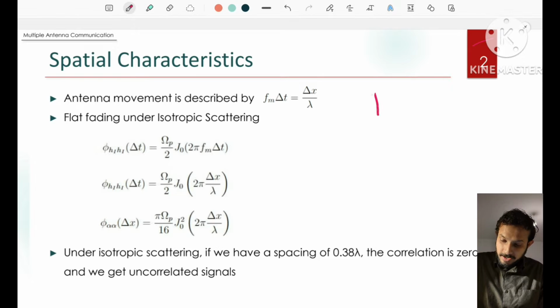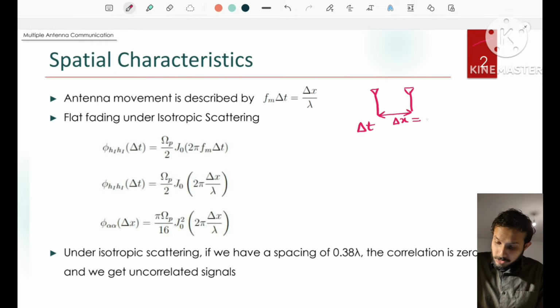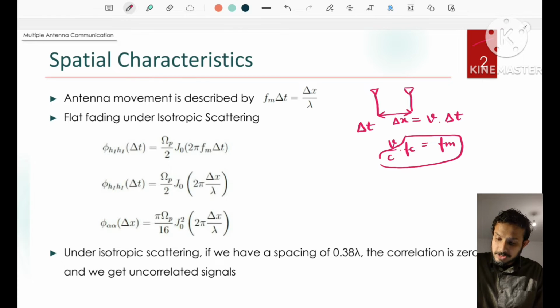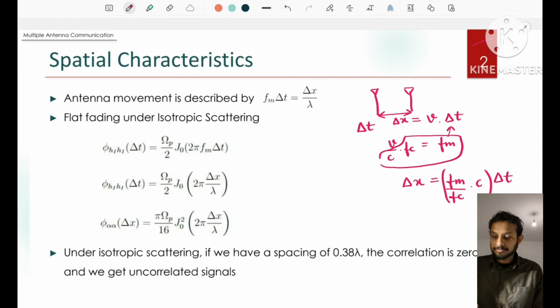Let's say we have an antenna and at time delta t, this antenna has moved a distance of delta x and is now at the new location. And delta x is equal to velocity into delta t. We also know that v upon c into fc is equal to fm. From here we can substitute the expression of velocity into this expression. What we get is delta x is equal to fm upon fc into c into delta t.